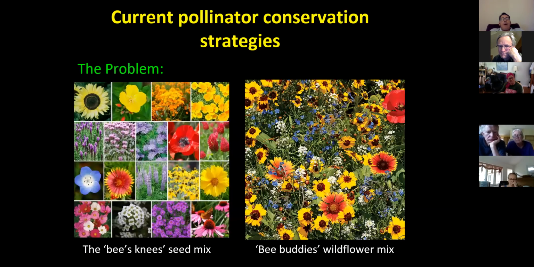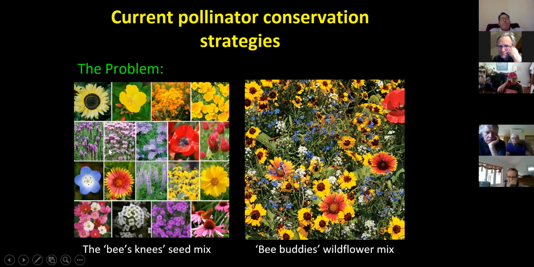The other problem here, the bee's knees and bee's buddies, I pulled these off the web. Notice they're all composite flowers, no tubular flowers, right? This is great for honeybees. They have a short tongue. This is great for all those medium and short tongue common bee species, but the long tongue bees are going to suffer.